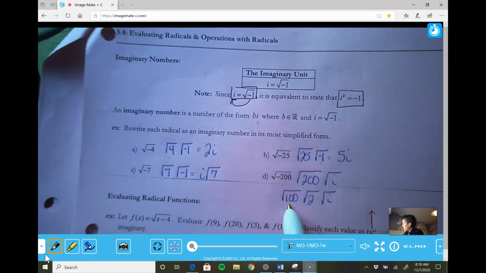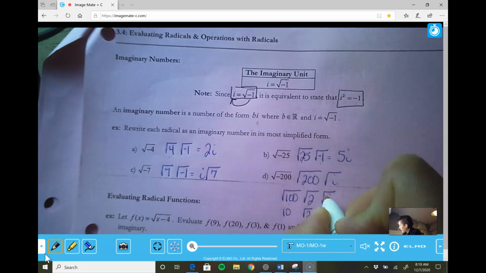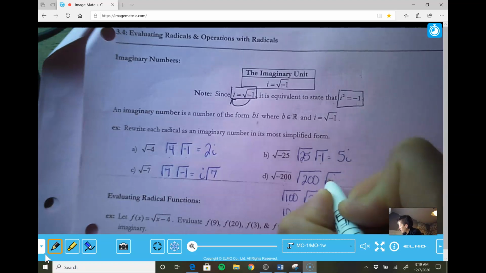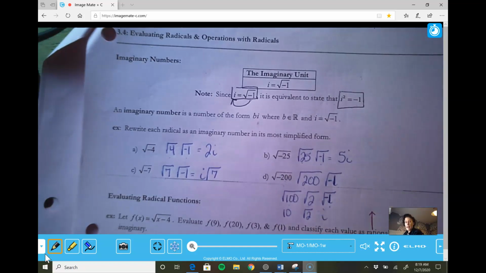And then the square root of 100 is 10, the square root of 2 is still the square root of 2, and then I'll get an i from this. So 10, the square root of 2, and, sorry, I wrote that, and I had to put the -1 there. My fault. Let me back up, square root of -1. And then this becomes the i, so let me back up.